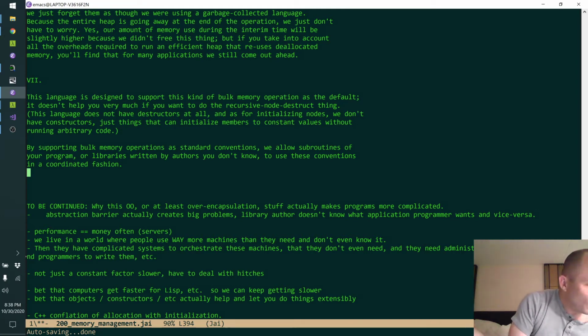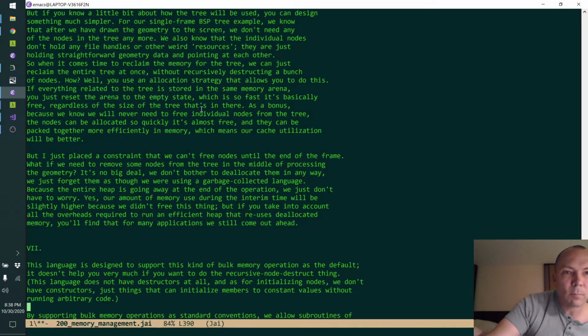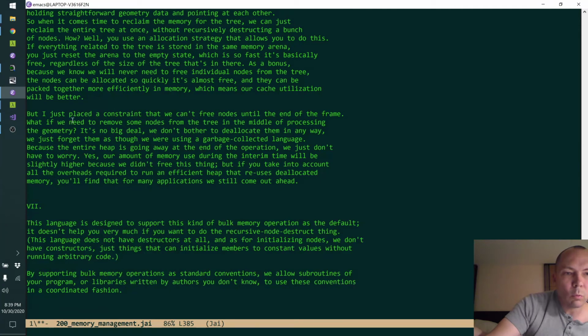Does that make sense? Do people get what I'm saying? I mean, I could put a code example in here, but this is actually one specific thing, and this file is supposed to be maybe about the set of several things together. Talking about deleting nodes mid-frame. I just said that. What if we need to remove some nodes in the middle of processing the geometry? We just forget them, is what I say. You don't actually deallocate them, right?